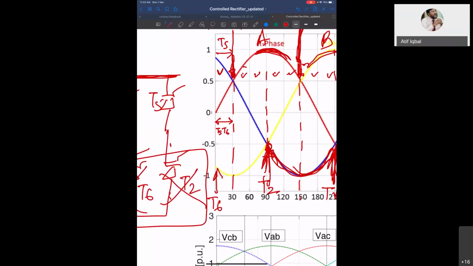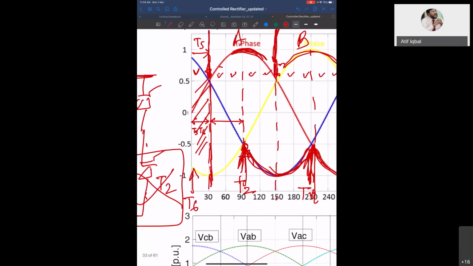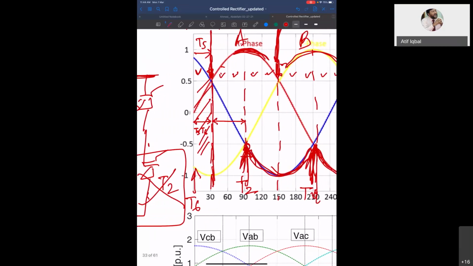And then from here to here, what are the thyristors that are operating? Tell me, which thyristor is operating? Doctor, how T5 and T6 will be operating here? Okay, I will come back to this point again. Let me first start from here. You will see why 5 and 6 is operating. Tell me which one is operating.